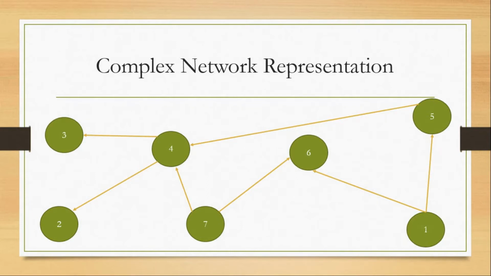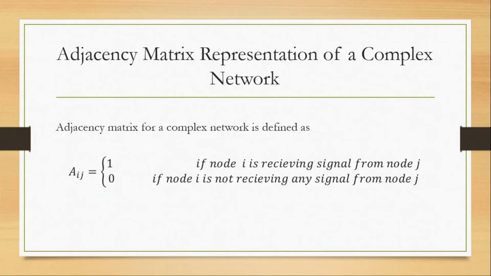Here you can see node 1 is connected with node 5 and 6 and node 7 is connected with node 6 and 4. Node 4 is connected with node 3 and 2 and node 5 is connected with the node 4. Adjacency matrix of a complex network.